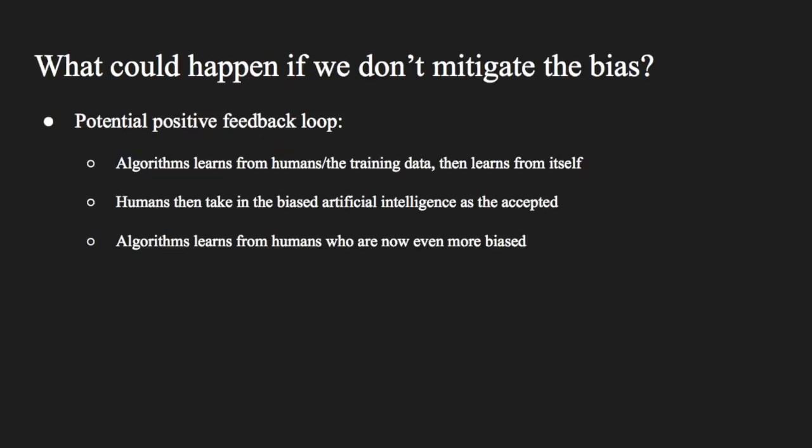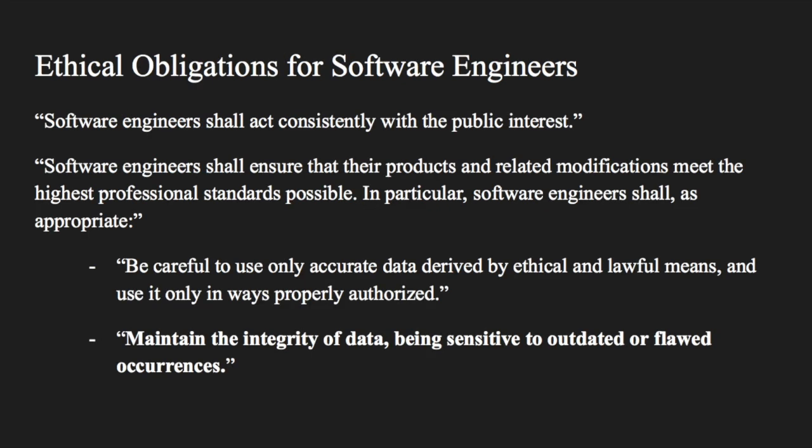If we continue producing biased algorithms and technology and accepting them as the status quo, more than likely a positive feedback loop will occur. Algorithms get their shaky, already biased foundations from humans and biased training data, and then continue to learn from themselves, becoming more biased in the process. Today, software engineers literally have an ethical obligation to help mitigate the issue of biased algorithms. The joint ACM and IEEE Software Engineering Code of Ethics state that all software engineers shall act consistently with the public interest and should maintain the integrity of data, being sensitive to outdated or flawed occurrences.